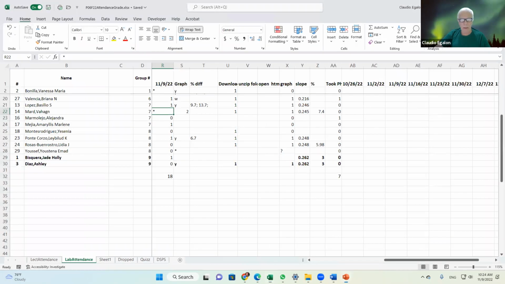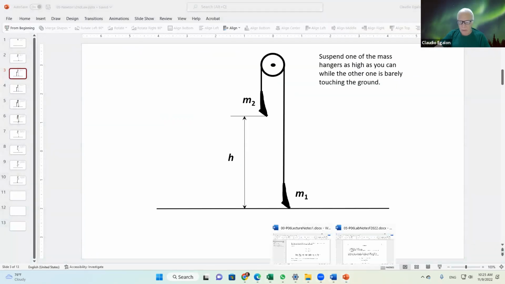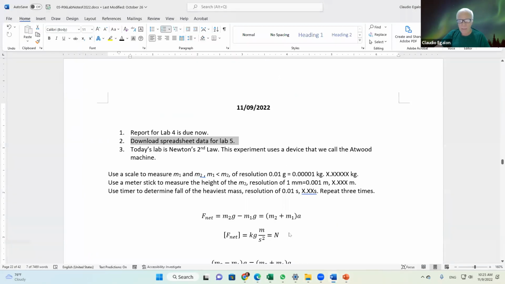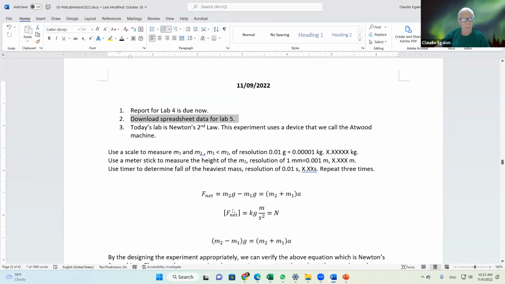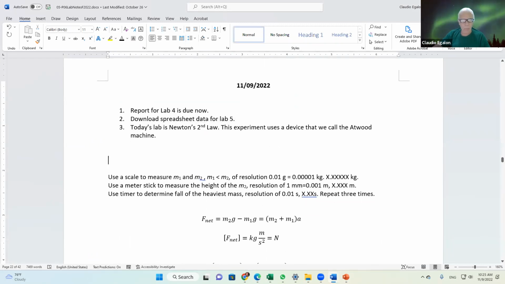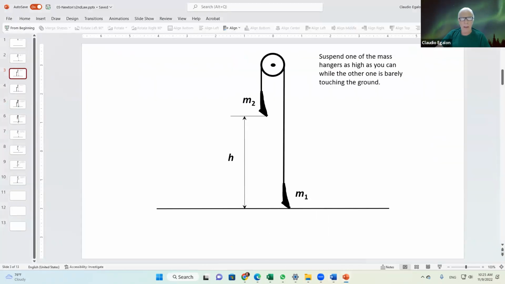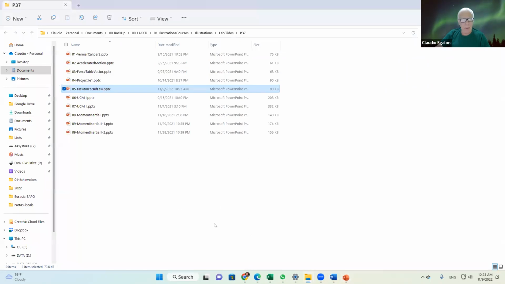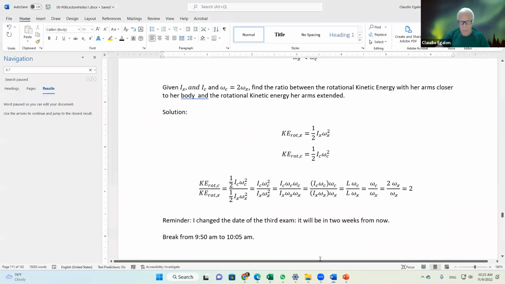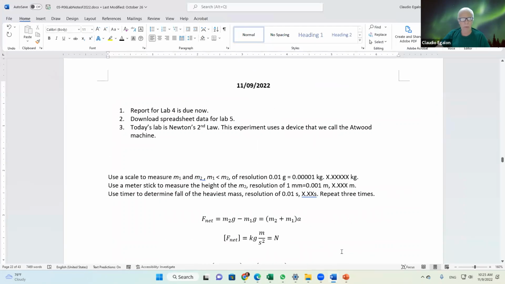So here you go, I'm going to document this as well in the lab notes. What do we do? We measure masses 1 and 2 using a scale that has 100th of a gram of resolution.